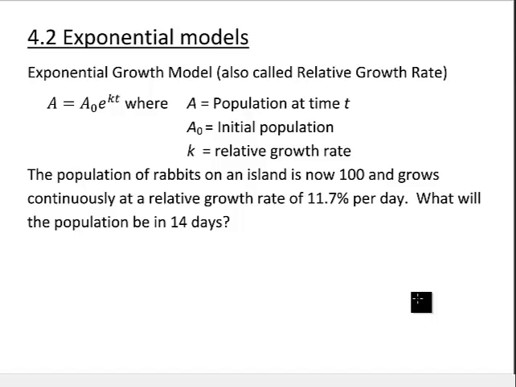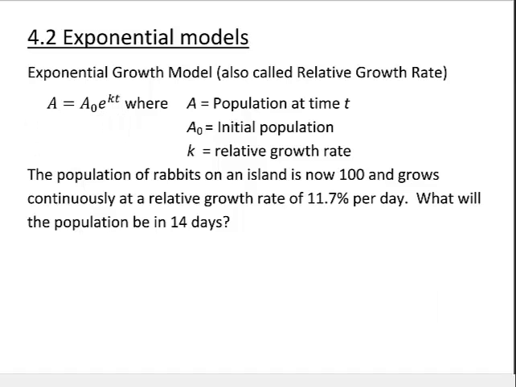So here's the example. The population of rabbits on an island is now 100, and it grows continuously at a relative growth rate of 11.7% per day. What will the population be in 14 days? Well, we can figure that out using this equation.